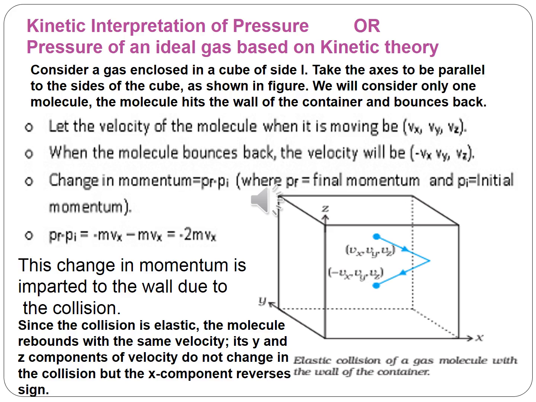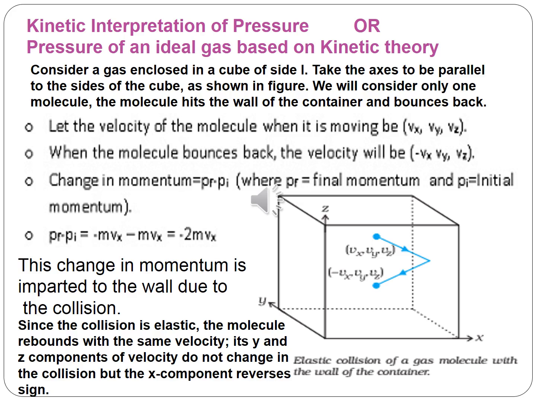They are the x component, y component and z component of velocity respectively. When the molecule bounces back, its velocity will be minus Vx, Vy and Vz. Since the collision is elastic, the molecule rebounds with the same speed. Its y and z components of the velocity do not change in the collision, but the x component of velocity reverses sign.